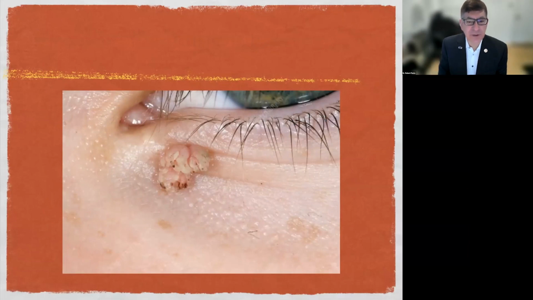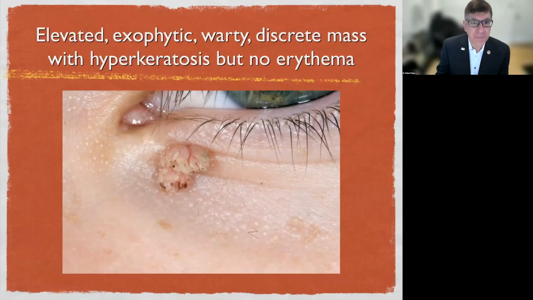So I'm going to start off by showing you a picture like this and asking you to take a minute to think about how you would describe that using the scientific terms that we just discussed. I'm going to show you then how I'm describing it. My answer is not necessarily the only one or the right one, but it's just a way of trying to carefully describe this to help us decide what it could be. So I called this an elevated, exophytic, warty, discrete mass with hyperkeratosis, but no erythema.